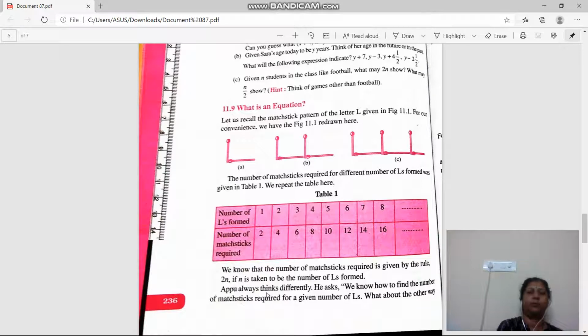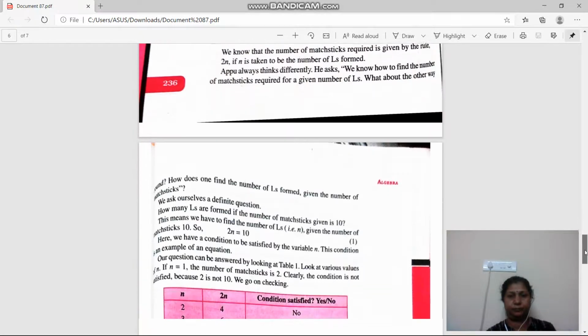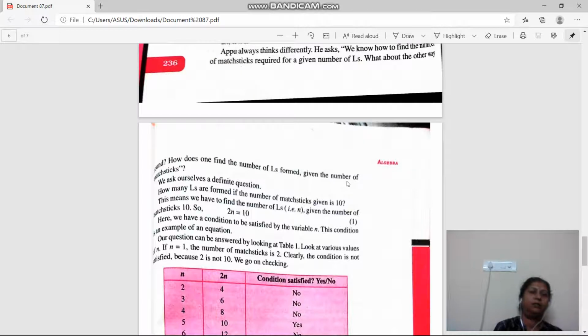Now Appu always thinks differently. He asked, we know how to find the number of matchsticks required for a given number of Ls, so what about the other way? How does one find the number of Ls formed given the number of matchsticks? We ask ourselves a definite question, the same question that arose in the previous topic. Okay, so let's think about it.